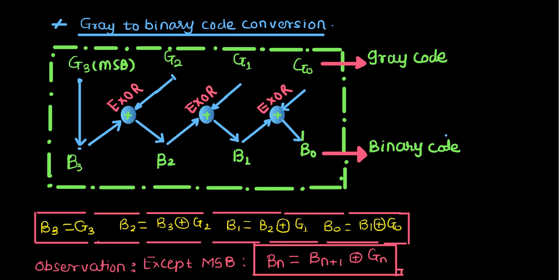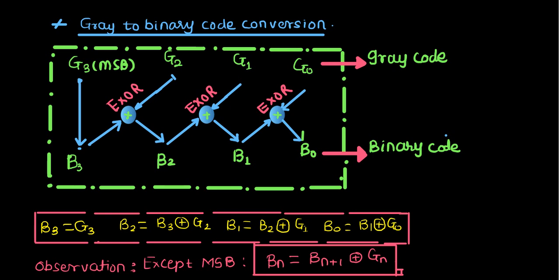Now here I have listed the formula for you so that it will be easy to understand. The MSB bit will be the same in both the cases, that is in gray code and in the binary code. So B3 is equal to G3. Now B2 is equal to B3 XOR G2, and the resultant is B2, the second bit. Now this B2 when XORed with G1 will yield B1, and B1 when XORed with G0 will yield B0. That is the complete binary code with the LSB B0 and starting with the MSB B3.